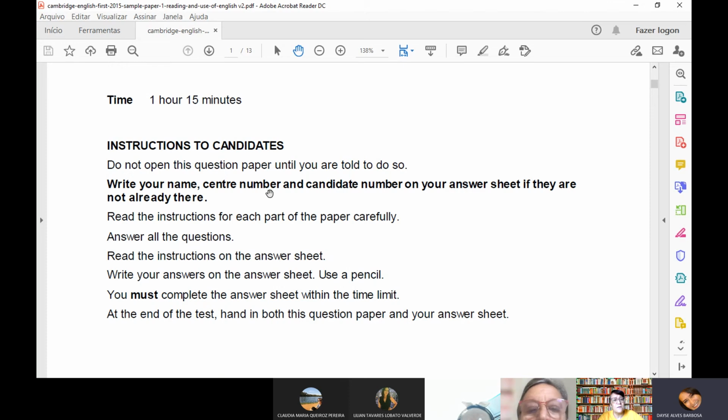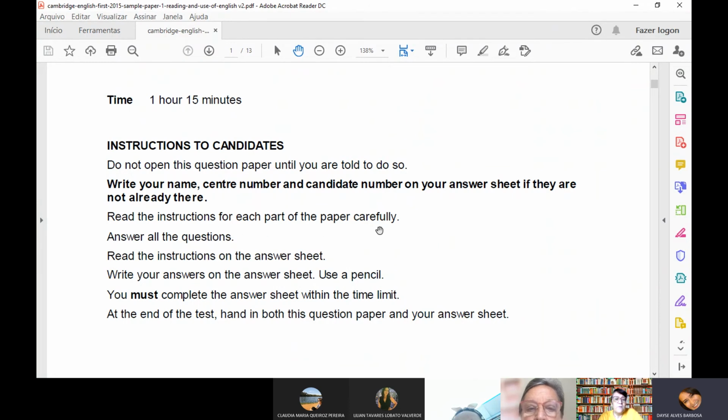Write your name, center number. You receive the center number on the day. Usually the center number is already written, okay? Candidate number you receive on the test day too, and then the answer sheet you will receive if it is there. So it can be given together with the exam paper or not. It depends. Because at the end, about 15 minutes before the end, you are allowed to transfer your answers to the answer sheet.